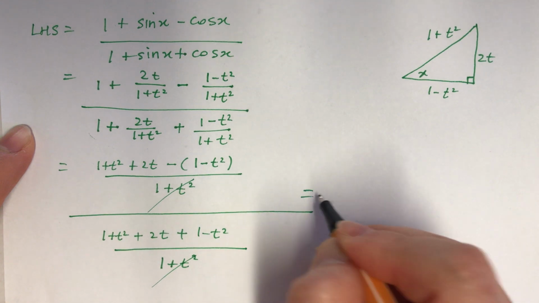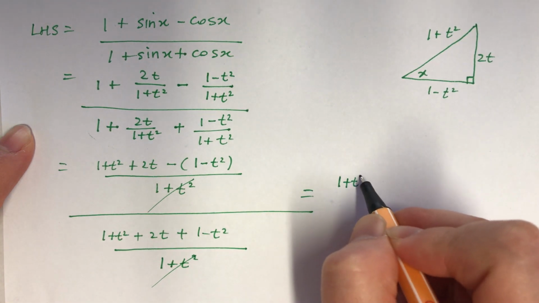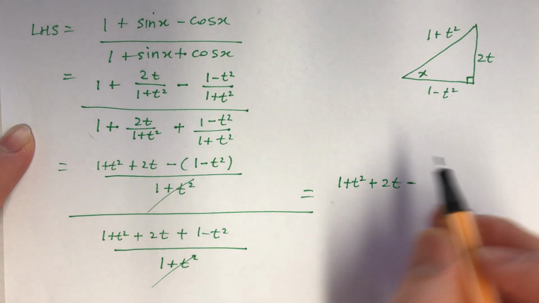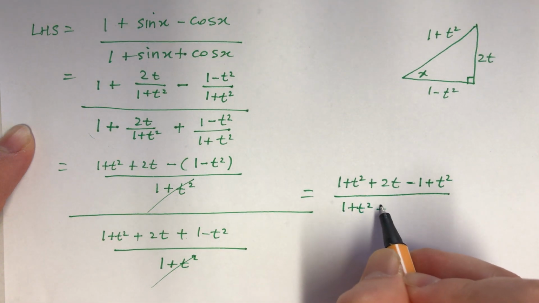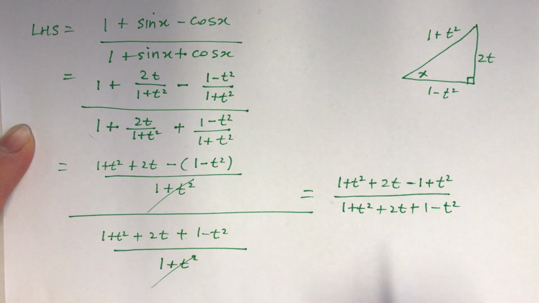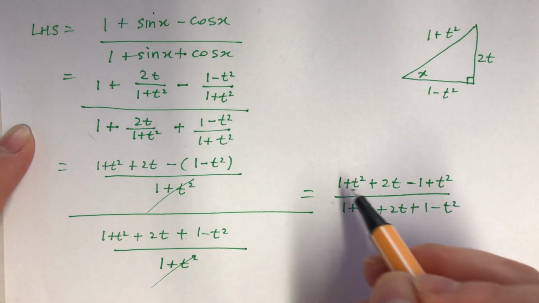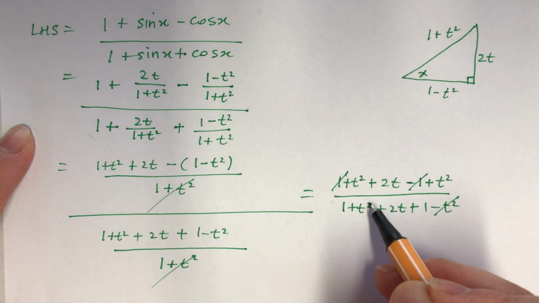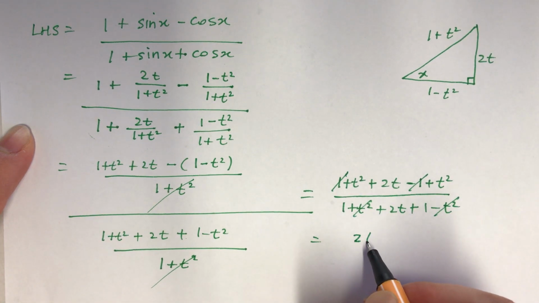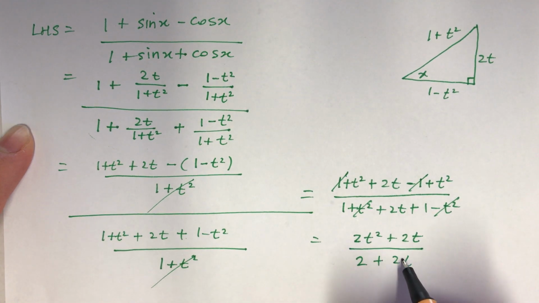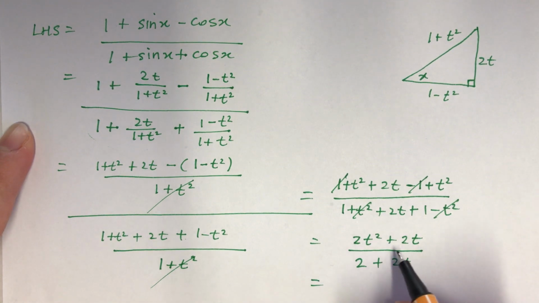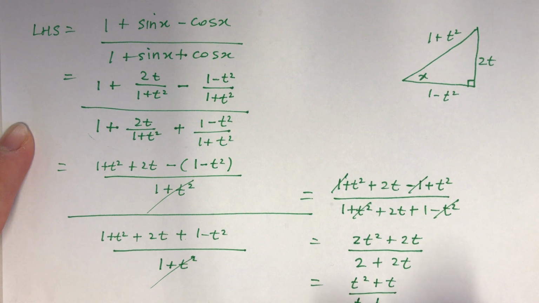And I'm going to cancel this out. I've got left with 1 plus t squared plus 2t minus 1 plus t squared all over this one, 1 plus t squared plus 2t plus 1 minus t squared. Okay, now let's see if I can cancel some of the things. Yes, I can. So it'll be 2t squared plus 2t. This one, 2 plus 2t. Okay, that's what I've got. And if I take all the 2's out, I can make it t squared plus t over, I'm going to write it like this, t plus 1.